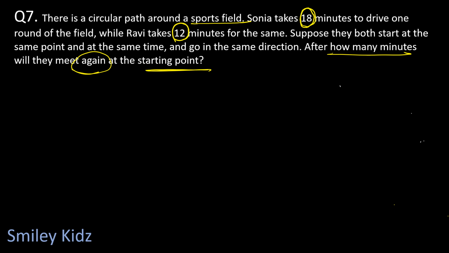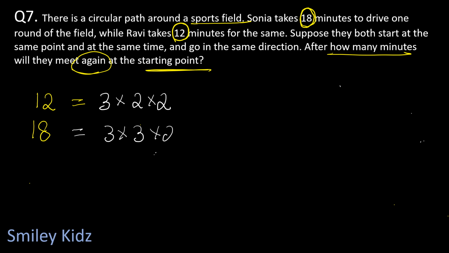Alright. Now, in order to find the LCM, first I'll find the prime factors. The prime factorization of 12 will be what? 3 times 2 times 2. And that of 18 will be 3 times 3 times 2. This will be equal to 3 to the power of 1 times 2 square. And this will be equal to 3 square times 2 to the power of 1.